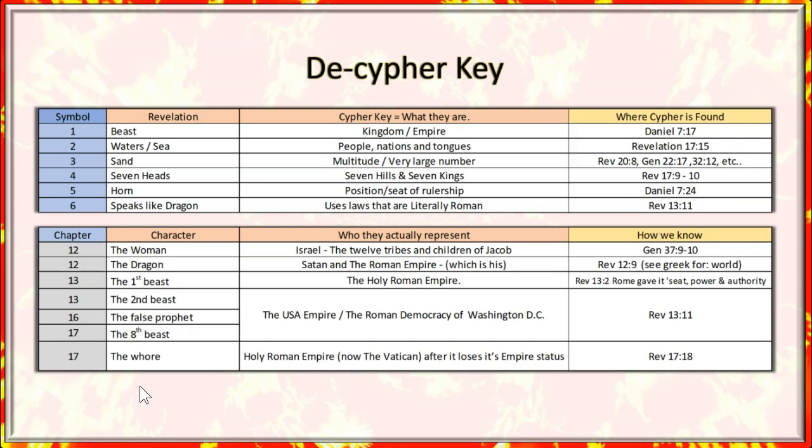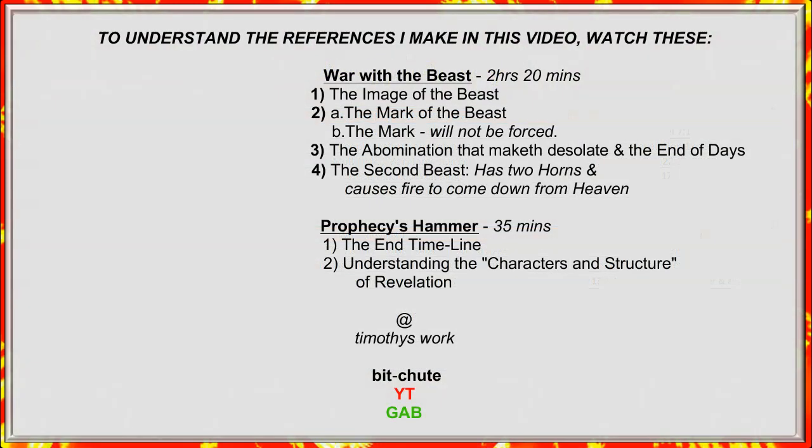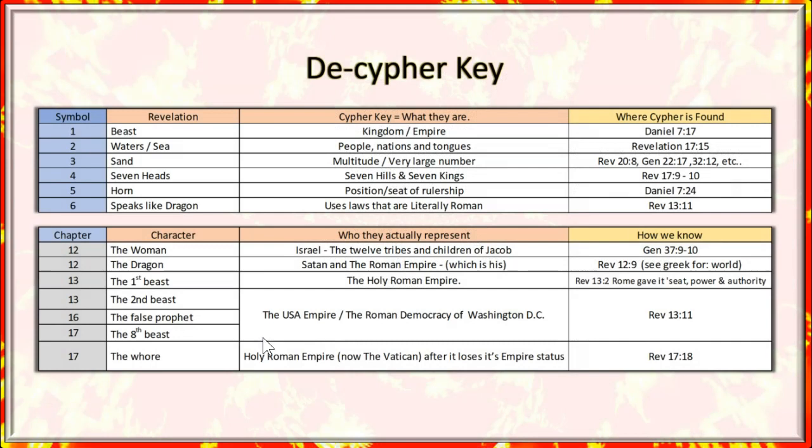And here's our characters. If you don't understand these, you'll have to go back and watch our videos: War with the Beast, the image of the beast, the abomination of desolation, the second beast has 2 horns that cause fire to come down, and our previous Prophecy's Hammer videos as well. These will all be below. But for today, we're going to look at chapter 12.